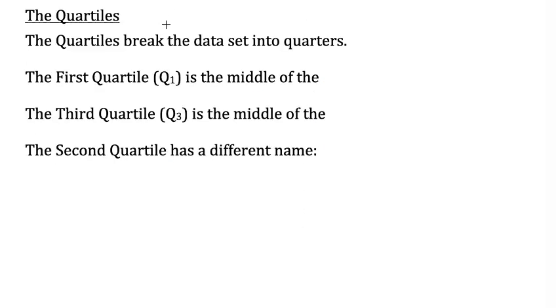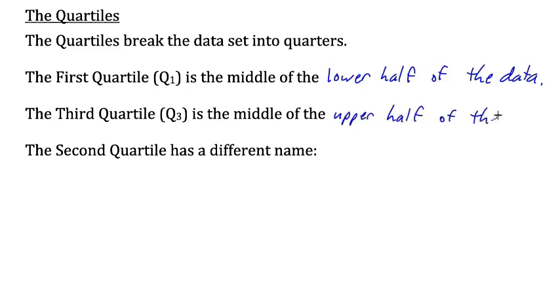Now the quartiles are related to the median, and the quartiles break the data set into quarters. The first quartile, or Q1, is the middle of the lower half of the data. And the third quartile, or Q3, is the middle of the upper half of the data. Now, you might be wondering what happened to the second quartile. Well, that has a different name. It's the median.